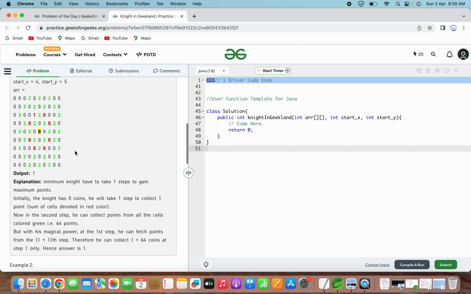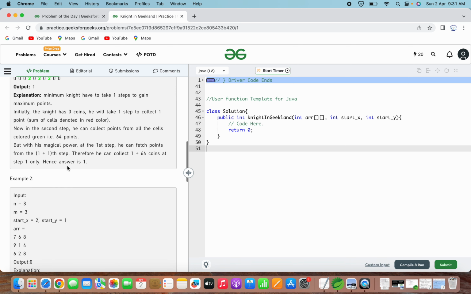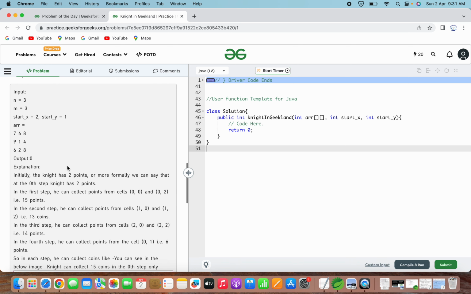So what we are doing is, from one place we move to the next possible combinations, and from all of those we again iterate to the next possible combinations. Just keep in mind this approach that I have just explained. Let's go to the second example. Here n is equal to 3, m is equal to 3, the knight is at x position 2 and y position 1, and the given array is this one.